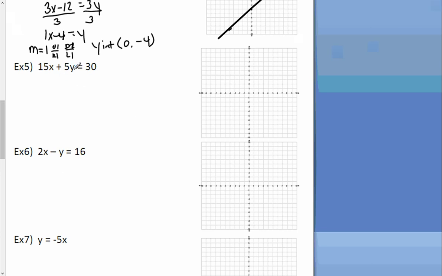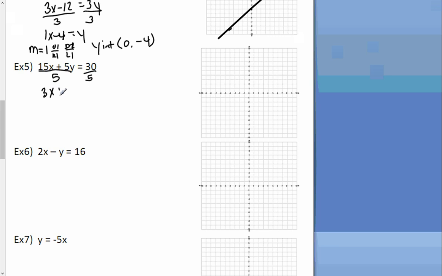Most of you are probably going to start this problem off by bringing the 15x over, and that's totally fine. There's nothing wrong with that. But if you're smart, you would first look at these numbers and say, is there a number I could divide them all by? Well, obviously you could divide everything by a 5. So I'm going to start off by doing that in this case. You could just start off by doing it normal, but this is actually kind of nice because it makes it easier. 15x divided by 5 is 3x.